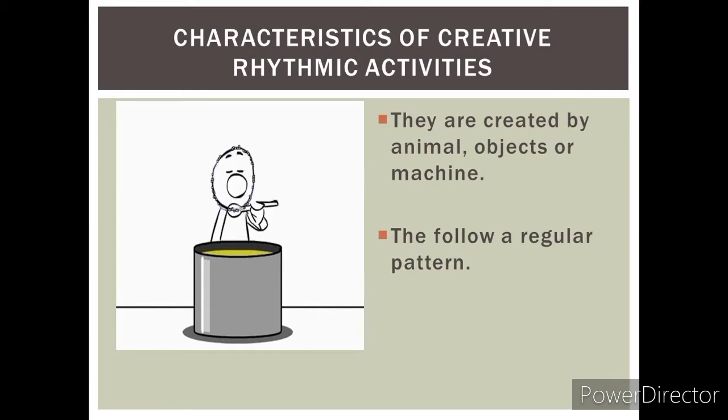With the example of the image we have on the screen, we can see that the person is stirring a big pot repeatedly and is following a regular pattern when turning. Also, another characteristic of the creative rhythmic activity is that they are always repetitive. It means that as you do it, you follow a regular pattern.